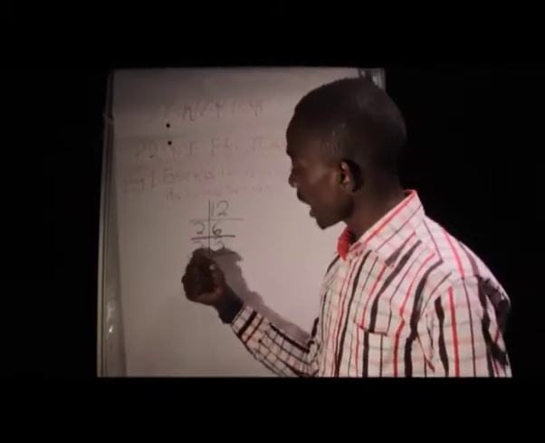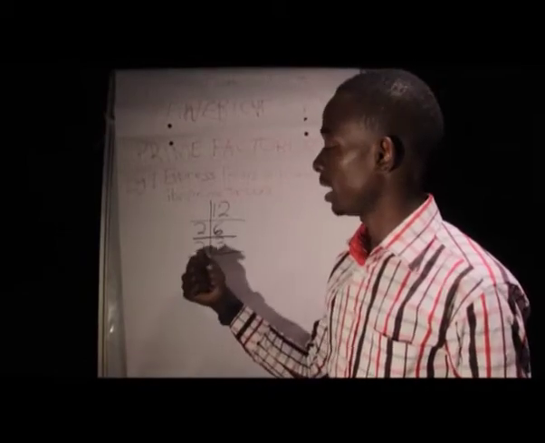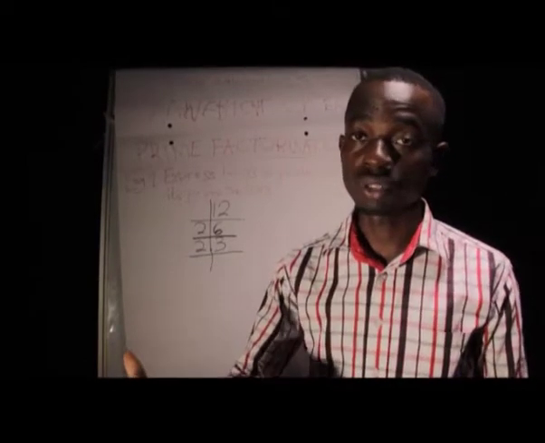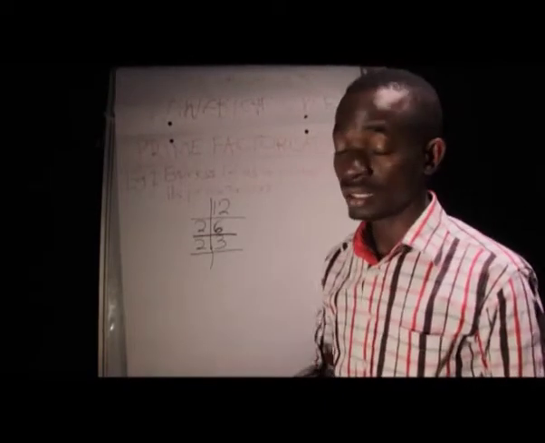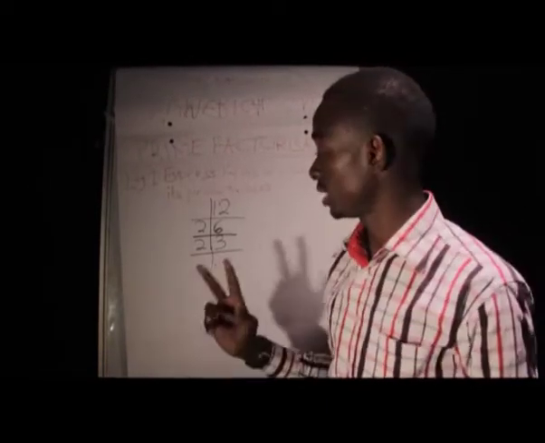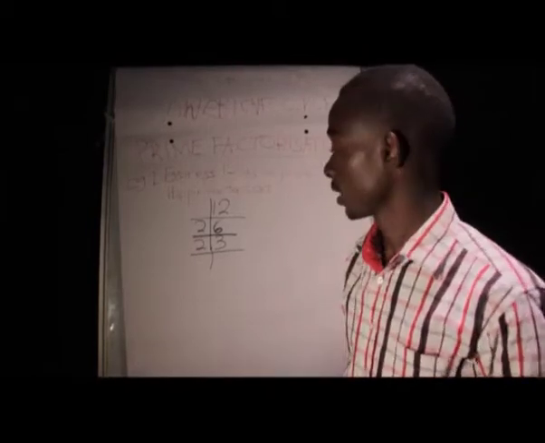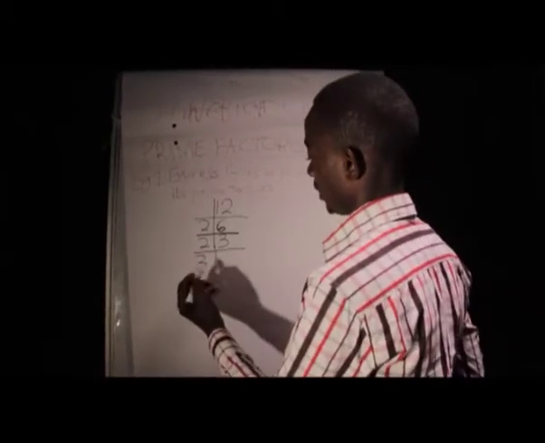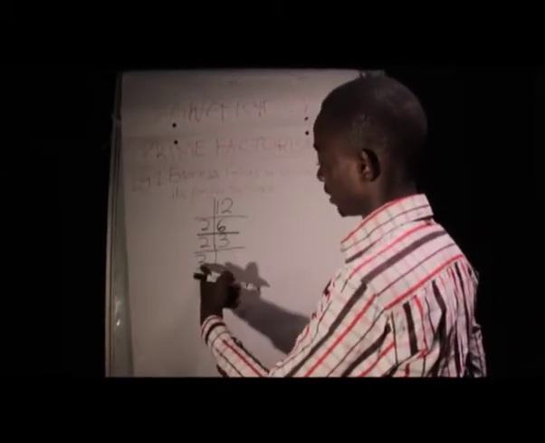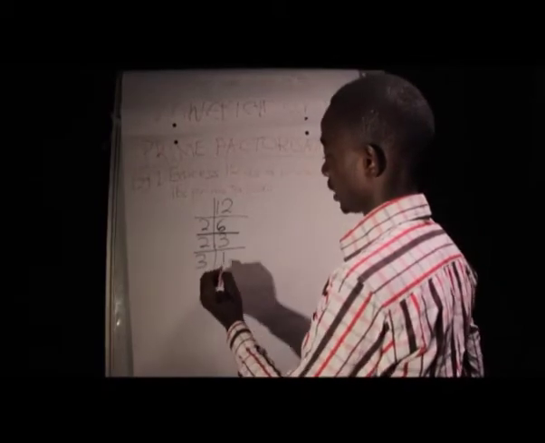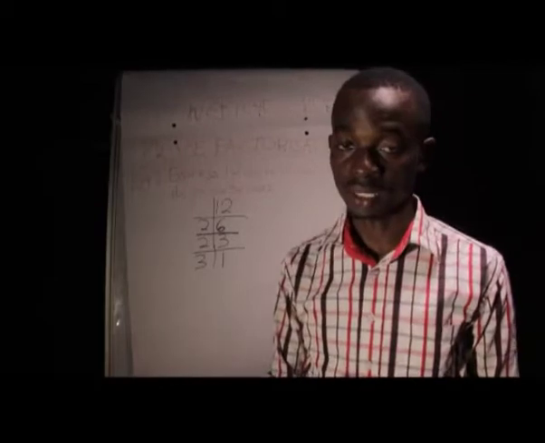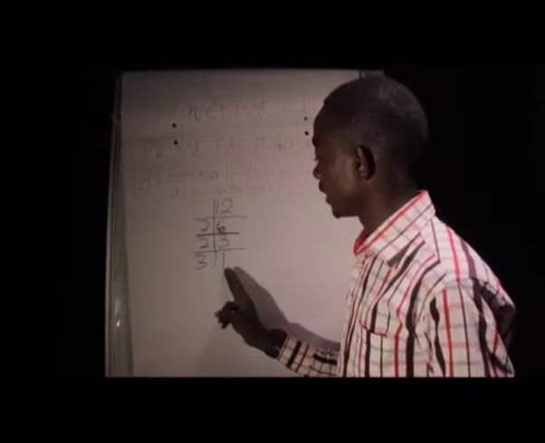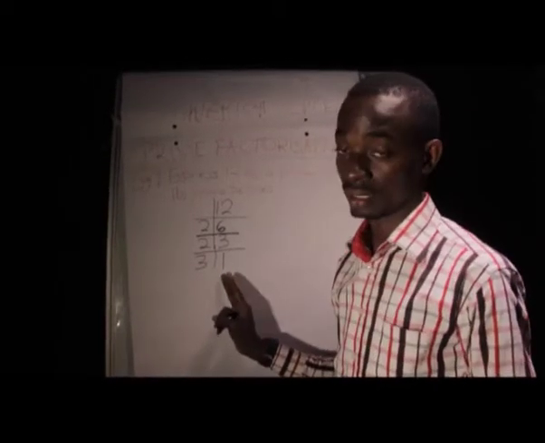So, after finishing the first prime number, I proceed to the next prime number, which is 3. So, does 3 divide 3? The answer is yes, because 3 divided by 3 is 1. So, I'm going to write 3 here. 3 divided by 3 is going to give me 1. The moment I reach a 1, I can then stop there. In other words, I have to keep on dividing until I have 1 finally here.